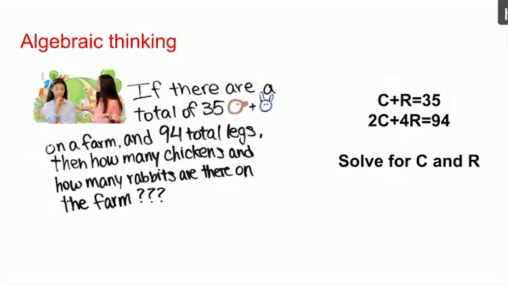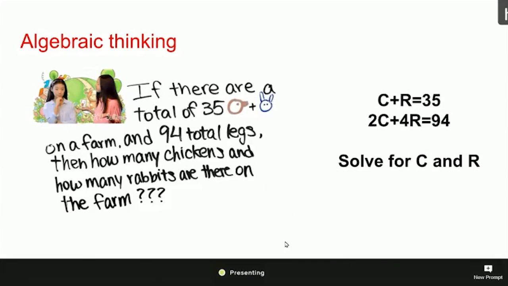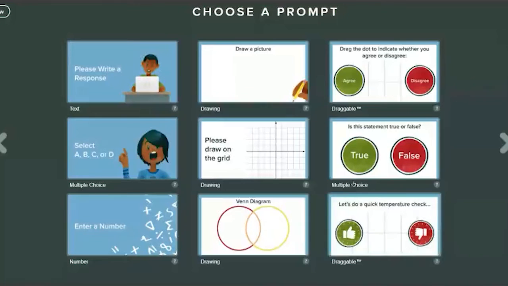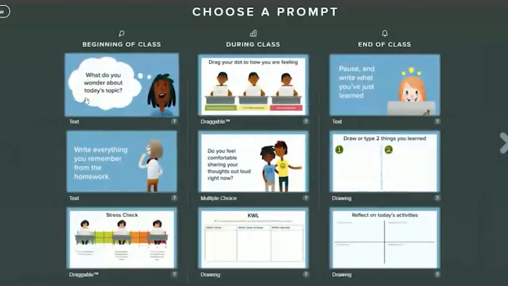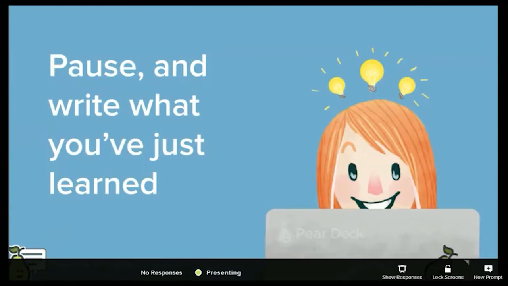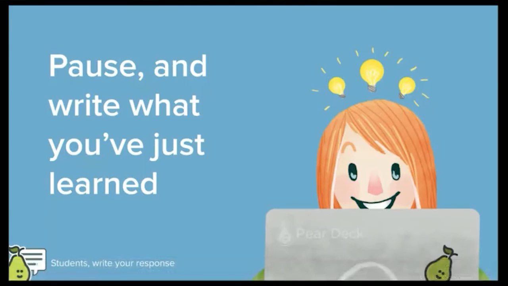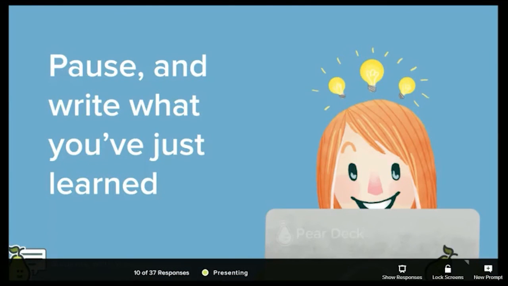Okay, so this is what we talk about today. It's about algebraic thinking. Remember, we need to use symbol or letter instead of actual number when we don't know that number. When something is unknown, we use letter and symbol to help us. Okay, so that's all for today. And before we go, I want you to take 1 minute, pause and write what you've just learned. Okay, write down what you learned today, and meanwhile I will do attendance.